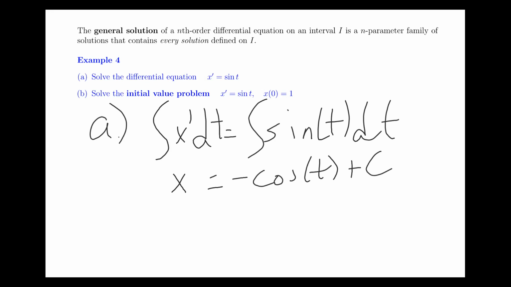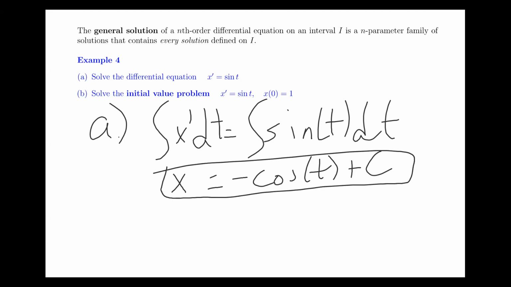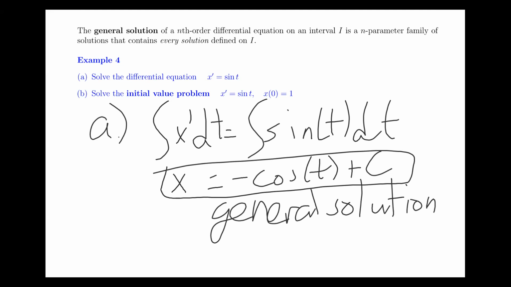Now, I didn't write a plus c on the left-hand side because we could have just moved it over to the right at the end here and put it all together and add a plus c here in the end. And this is what we call our general solution to the first order differential equation x prime is equal to sine of t.